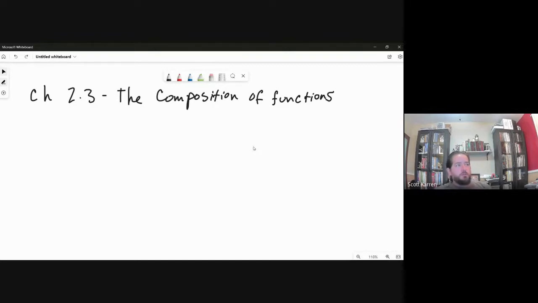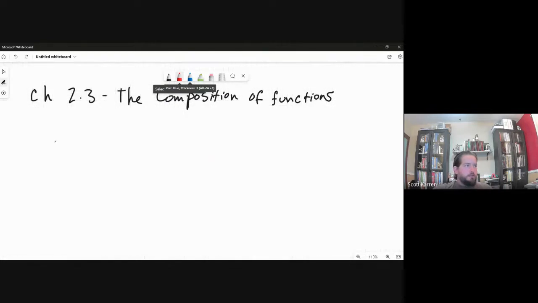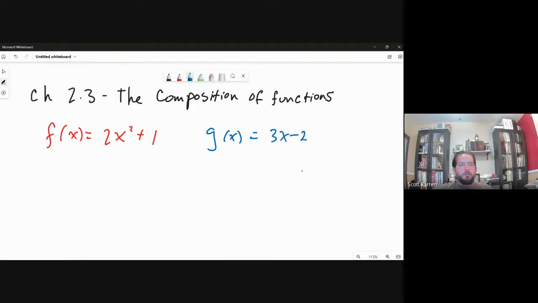We're on chapter 2.3, and this is the composition of functions. So suppose I had two functions. Let's say f of x is whatever it is. Let's say it's 2x squared plus 1, right? And let's say I had a second function g of x, and that is, let's say, 3x minus 2, right?